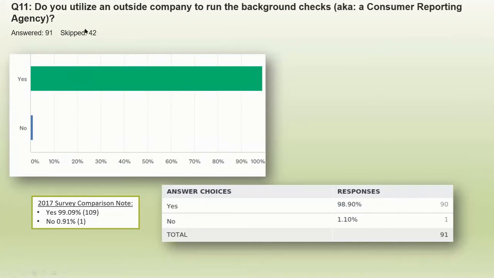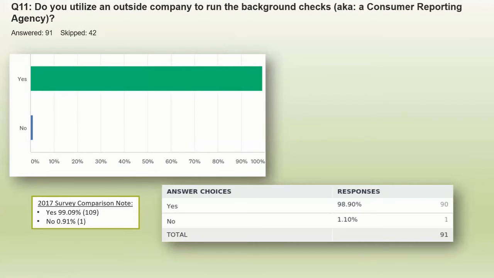So question 11 on the survey was, do you utilize an outside company to run your background checks? This is very consistent year over year. There's about a 1% population that does not use an outside party, a consumer reporting agency, to run their background checks. So nothing new on this one.